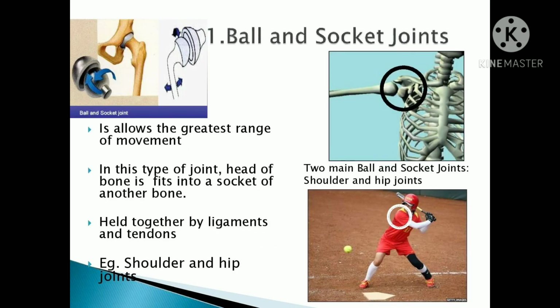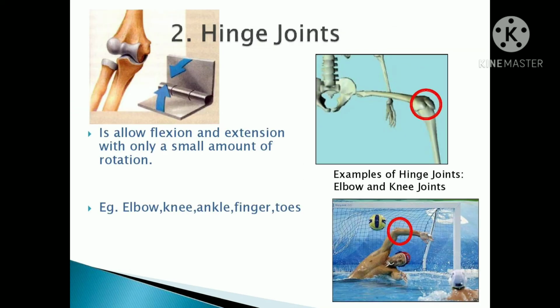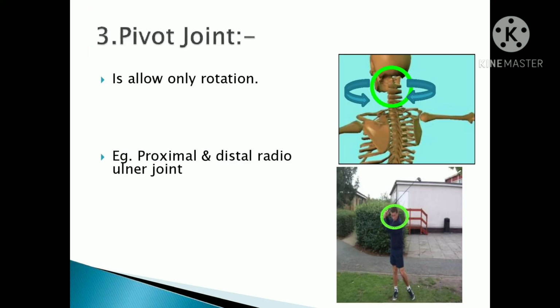The first one is the ball and socket joint. It allows the greatest range of movement. In this type of joint, the head of the bone fits into the socket of another bone. Examples are the shoulder and hip joints, as we discussed in our class. The second one is the hinge joint. It allows flexion and extension with only a small amount of rotation. Elbow, knee, fingers, toes and ankle come under this.